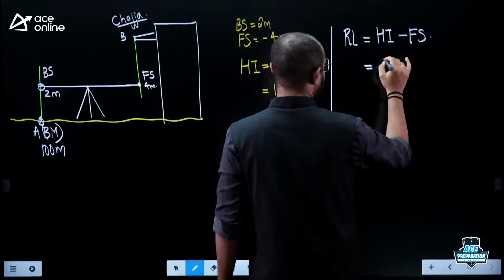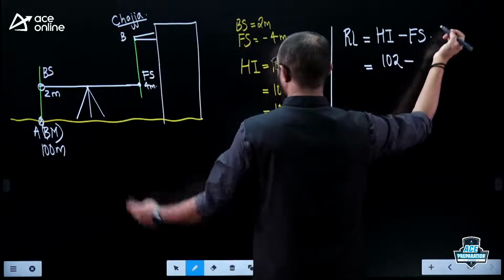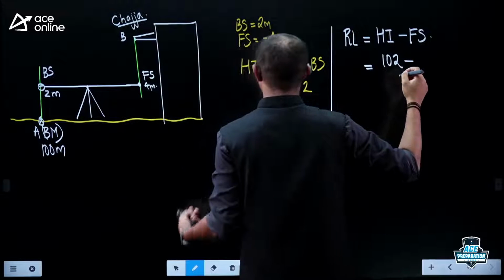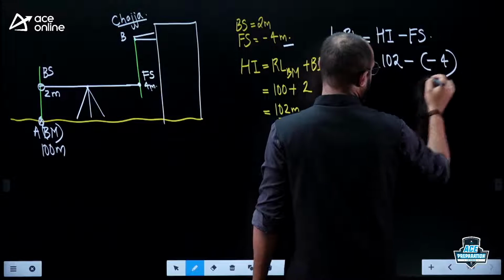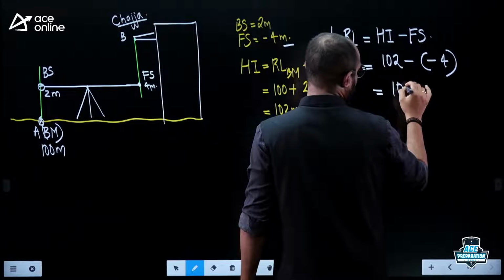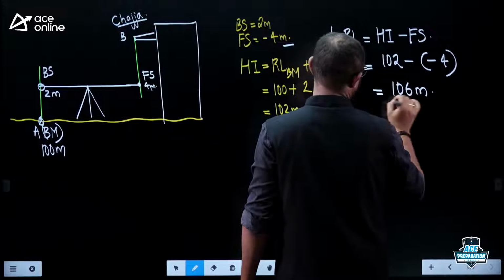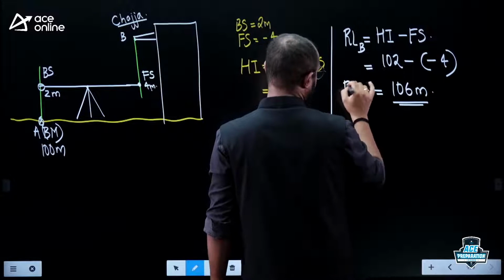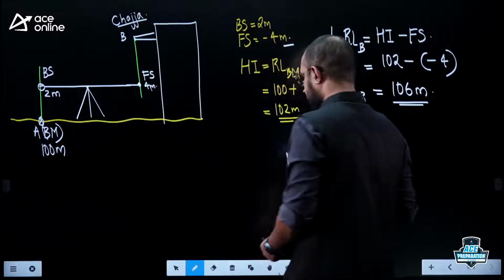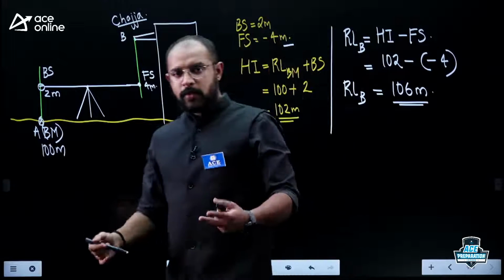What is the height of the instrument? Height of the instrument is 102 minus what is my Foresight reading? My Foresight reading, you see here, is minus 4. So it is minus of minus 4. You will get the answer as what? 102 plus 4. You will get it as 106 meter. That is the reduced level of the last point here B. That is the RL of the chajja of the building. This is how you can solve it in your university examination.